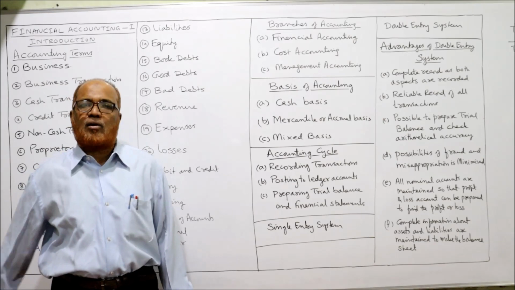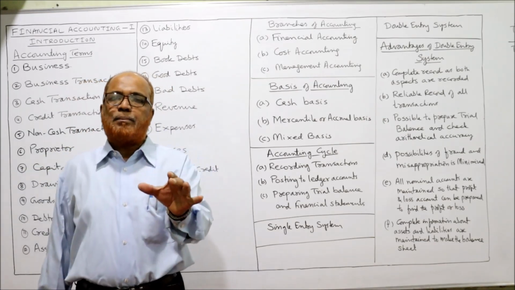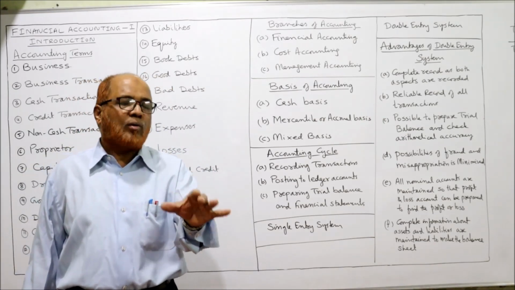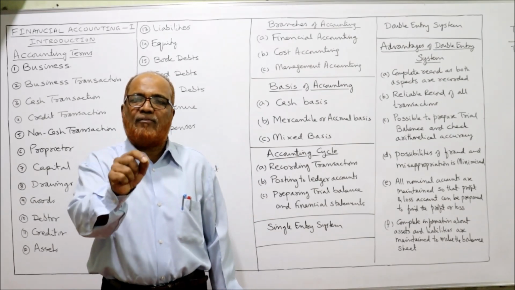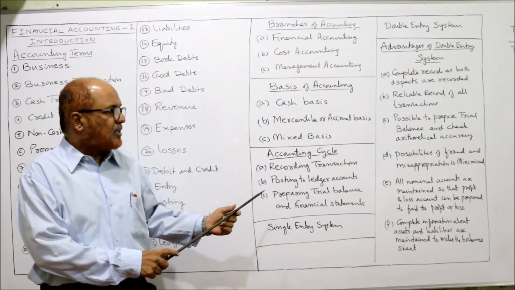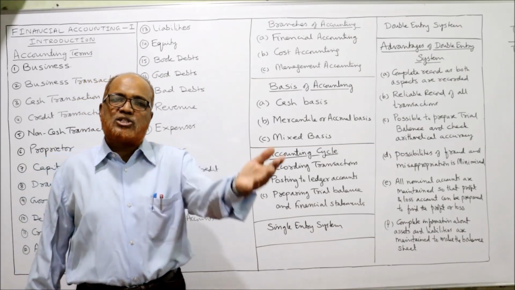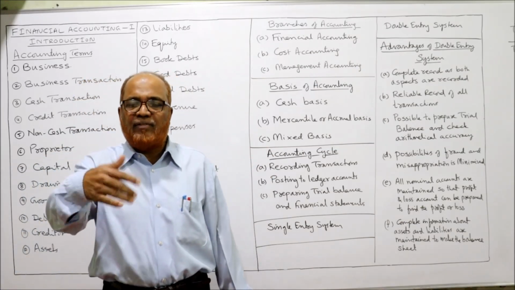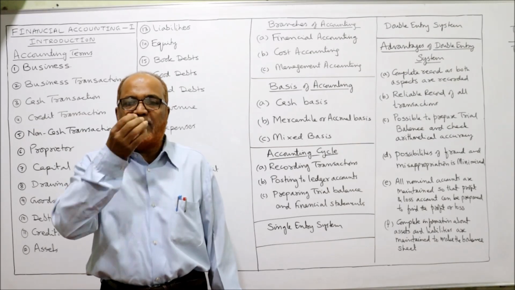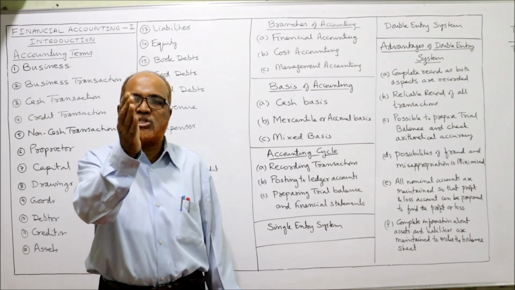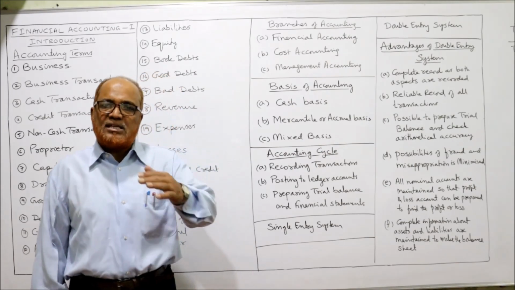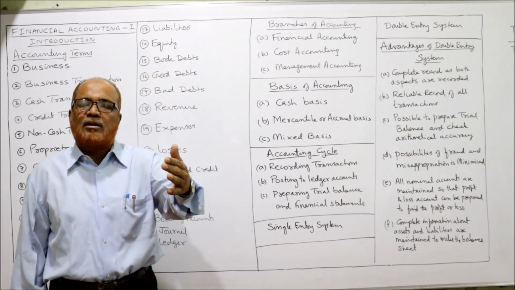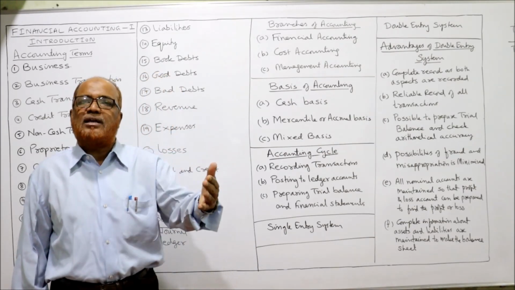The first step in accounting cycle is recording. Recording the transaction whenever it is taking place. Then secondly, posting to ledger accounts. Periodically, every weekly or every monthly, we transfer all the transactions from journal to ledger. That is called posting. And this journalizing and posting will continue throughout the year.